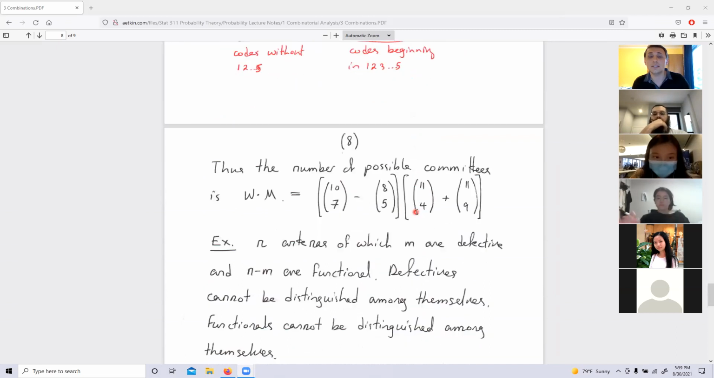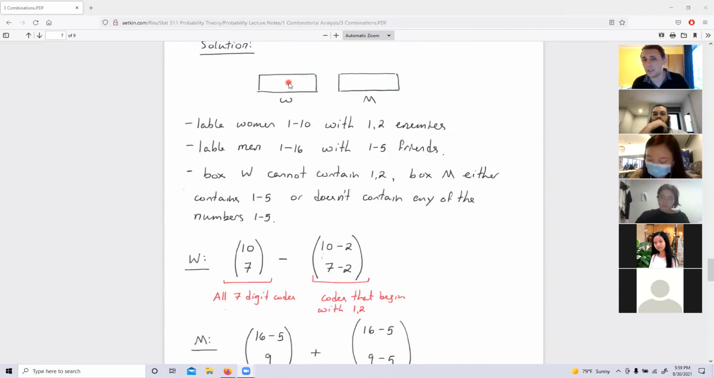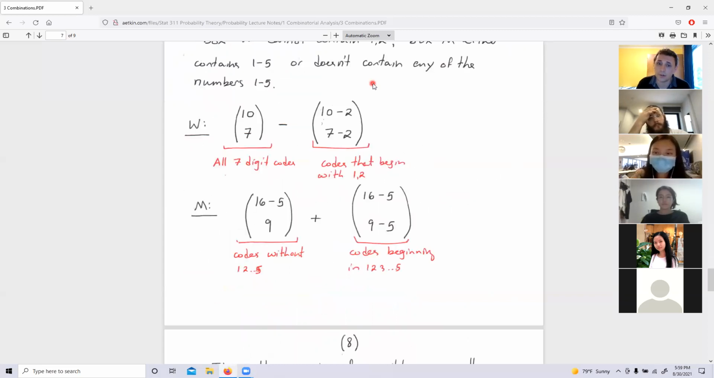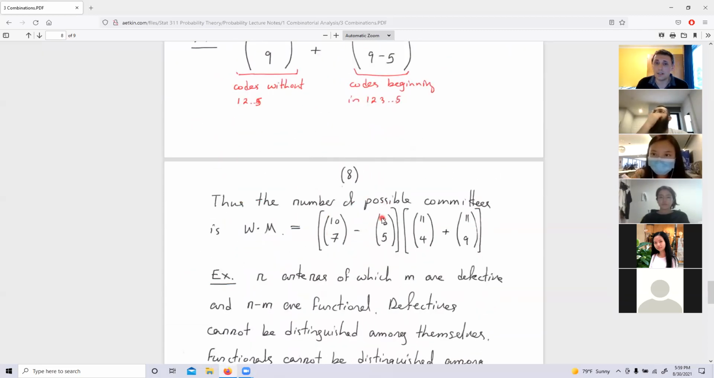And so the answer is simply now women times men, just because it's now the basic principle of counting. The number of outcomes in this box times the number of outcomes in this box. So it's 10 choose 7 minus 8 choose 5, times 11 choose 4 plus 11 choose 9, I believe. Good.